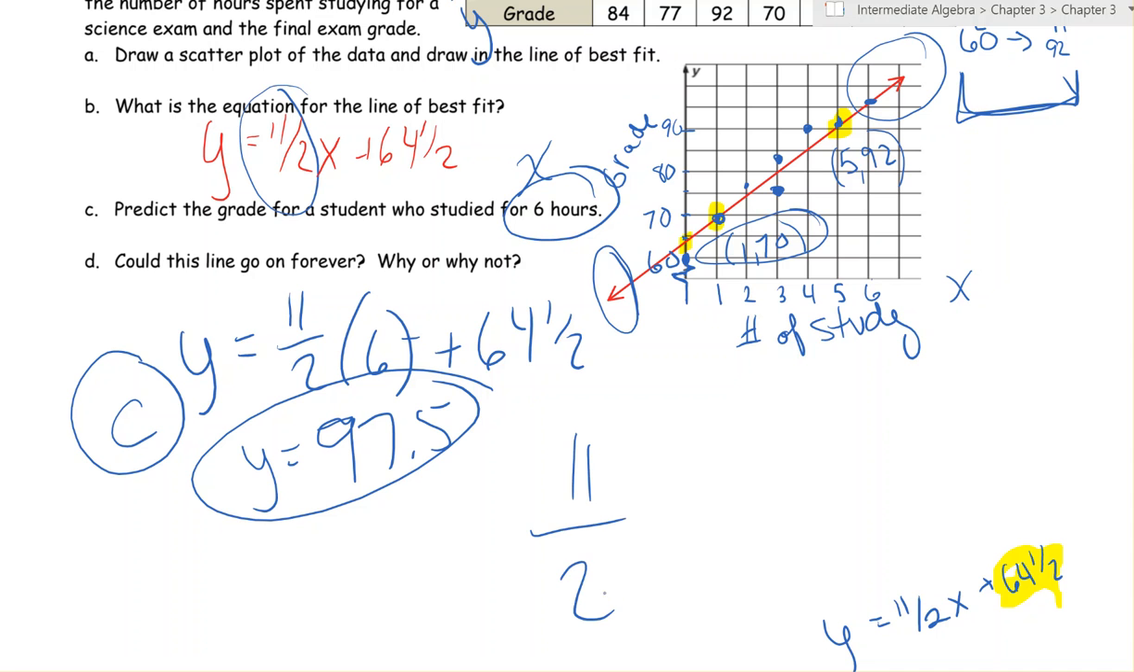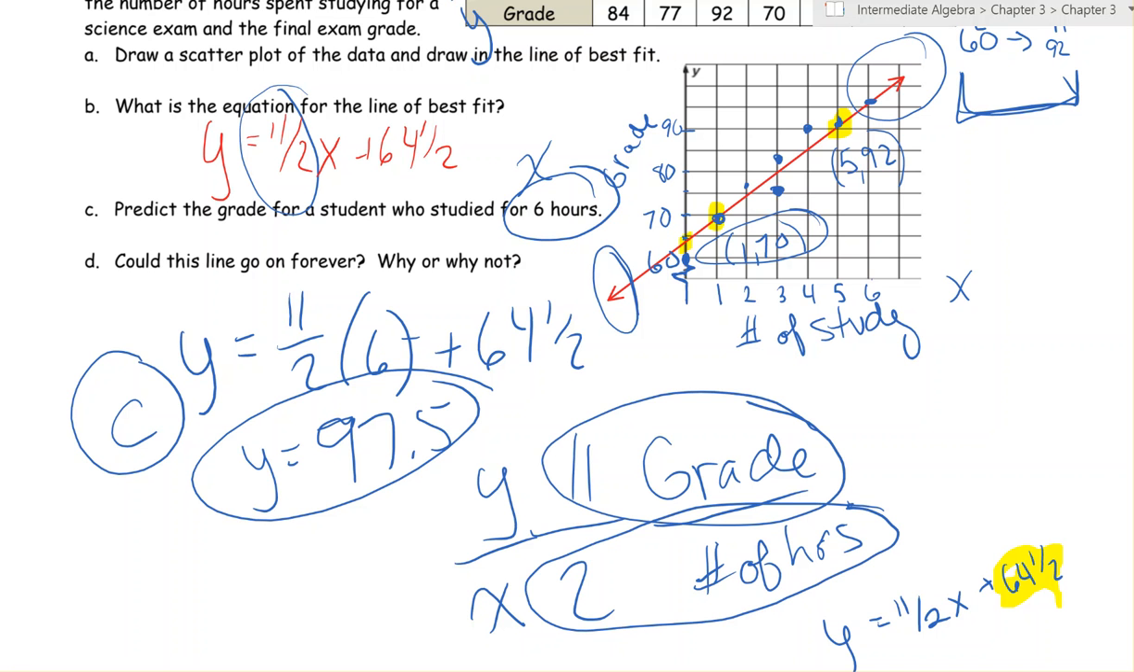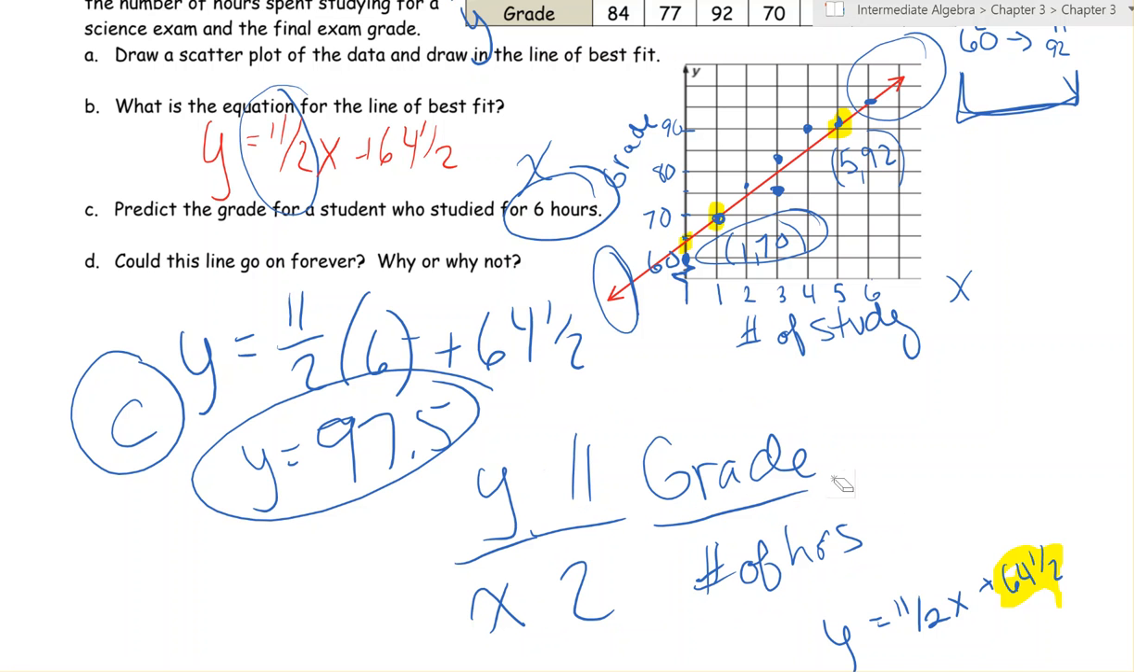This is 11 over 2. Think about what Y means. That's your grade, right? Over X, rise over run, and the number of hours you study. So the idea is here, for every 2 hours that you study, your grade will increase by 11 points. So again, that's how we can figure out how many hours we study to increase our grade.